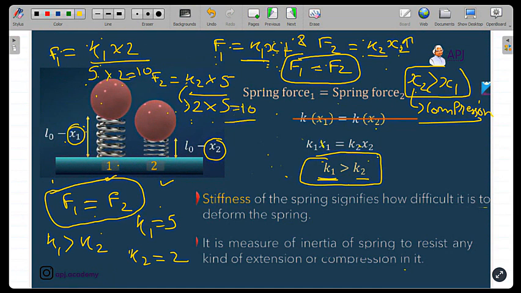ये इतनी सी बात मैं इतनी देर से समझाना चाह रहा हूँ. I hope आपको अब समझ में आ गई होगी totally that what I'm trying to say, why K1 is greater than K2. Okay, from this demonstration, I hope you have understood this.